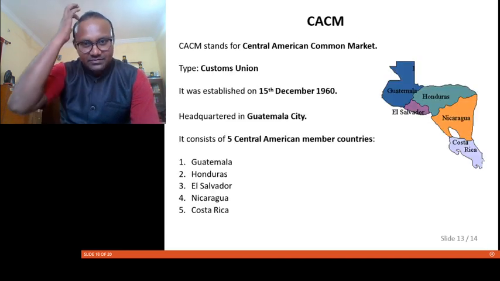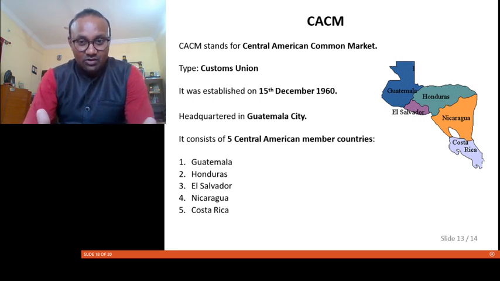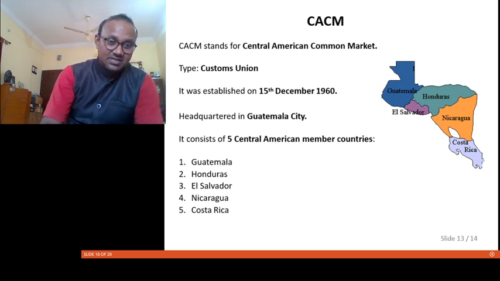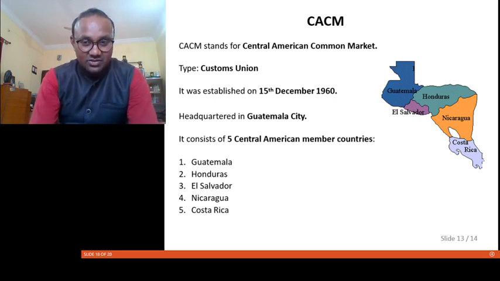We have the Central American Common Market Customs Union, which was established on 15th December 1960. These are all countries in the Panama region. That's where you have Guatemala, Honduras, El Salvador, Nicaragua, and Costa Rica. All these are those Panamanian countries that bridge the North American continent with the South American continent.